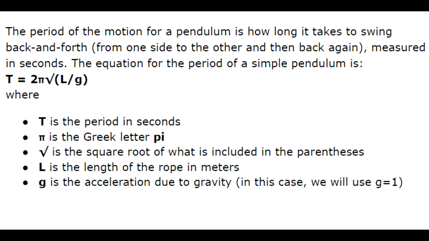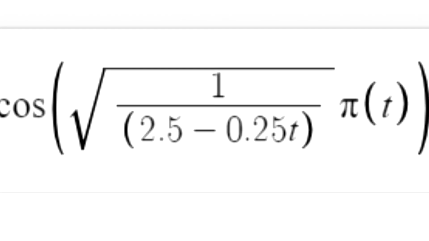Next, we need to find the period. The period of a pendulum is directly tied to the length. The period of the pendulum is the square root of L divided by G, where L is the length of the rope and G is gravity, or in this case, the square root of the quantity 2.5 minus 0.25 t divided by 1. When putting this into the equation, we need to take the reciprocal of this.